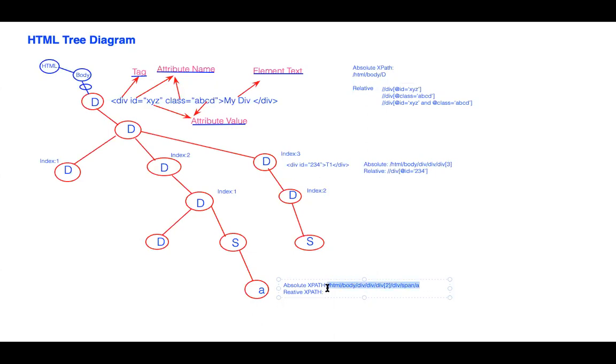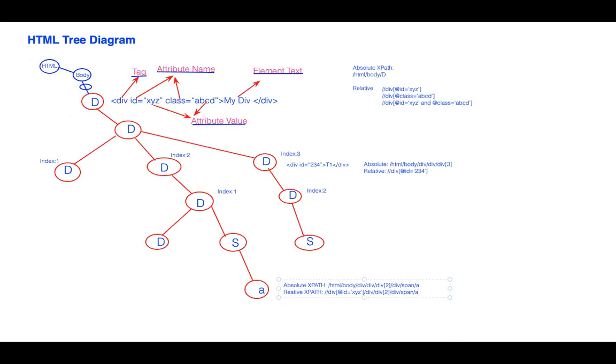If I want to use a relative XPath of some sort, I can ignore HTML and body. I can say, okay, I will say /div whose ID is XYZ. So I'm actually referring to this, right? And then all the way down, I will have to again write the exact statement. So div2, then div, and then span, and then a, right? Now this could be one of my XPaths.